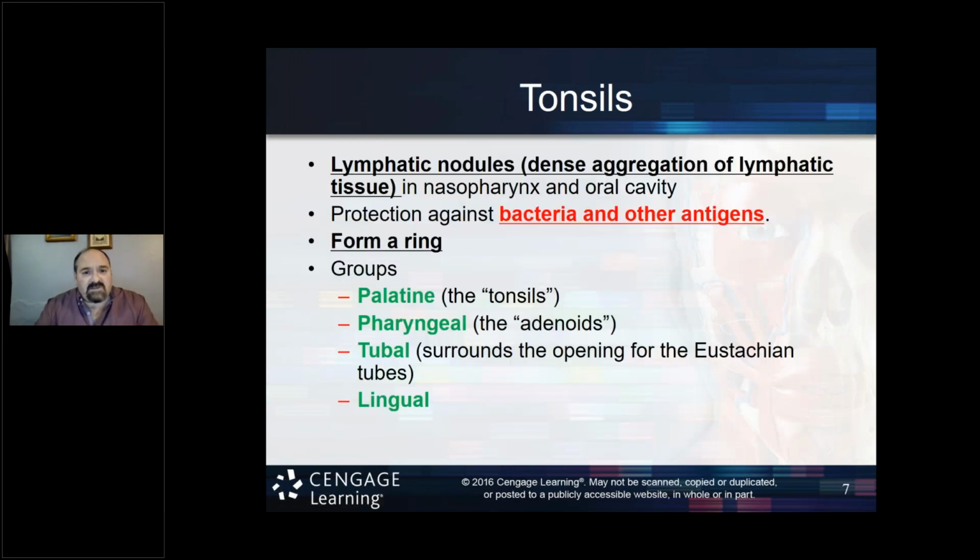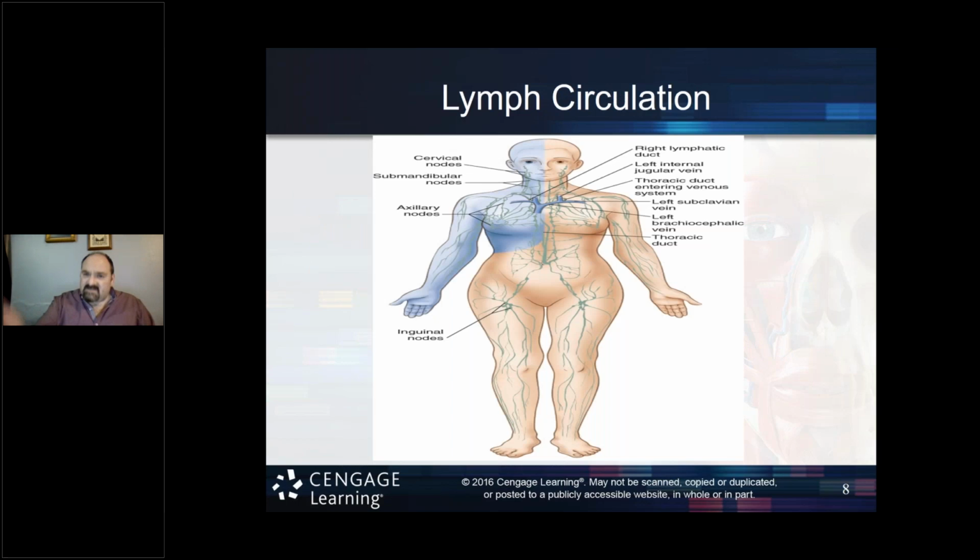So you'll see here these lymphatic nodules, dense aggregations of lymphatic tissue. Very important. Like I said before, they form this ring of protection against bacteria and other antigens that can enter the nasal and oral cavities, and act as a first line of defense.